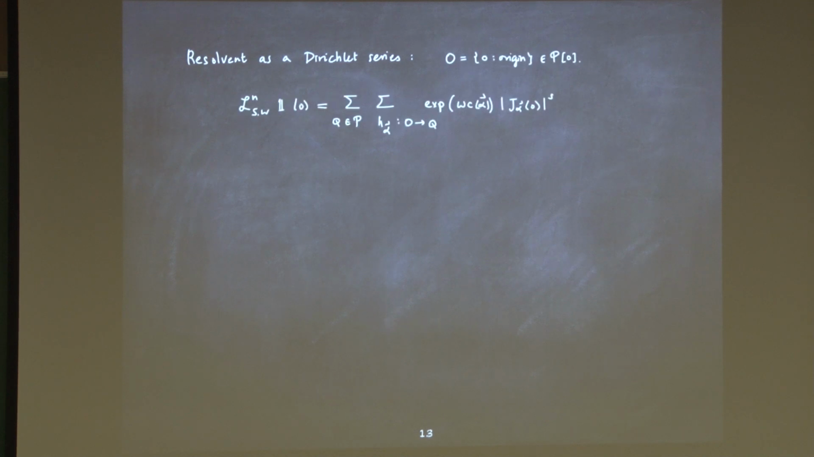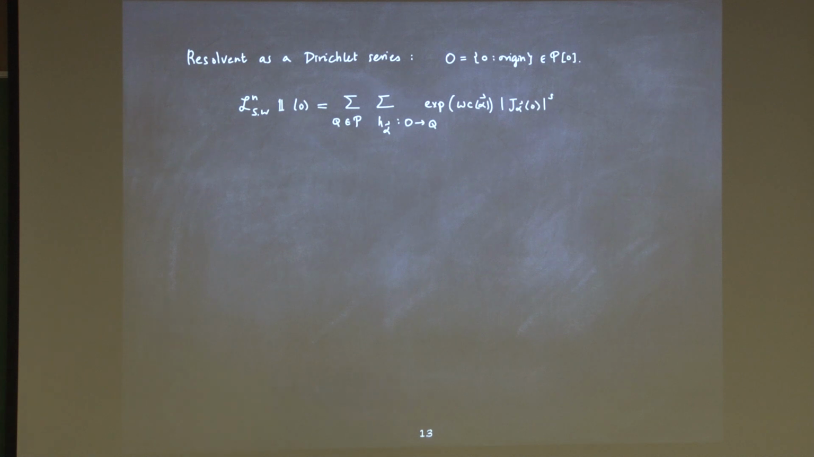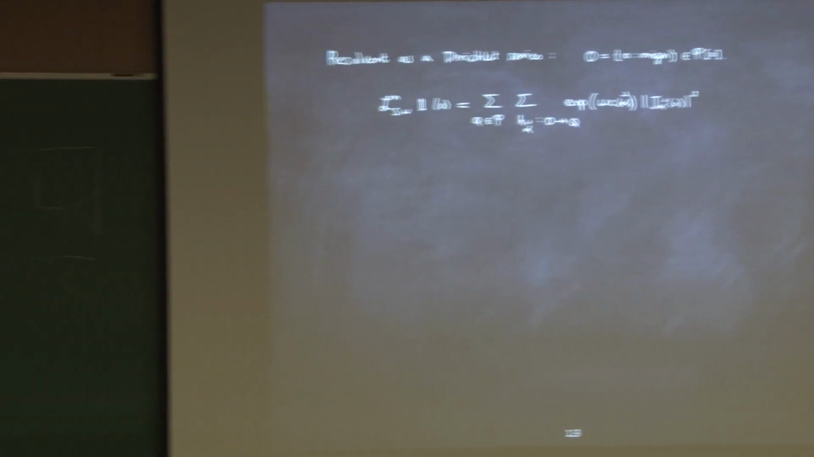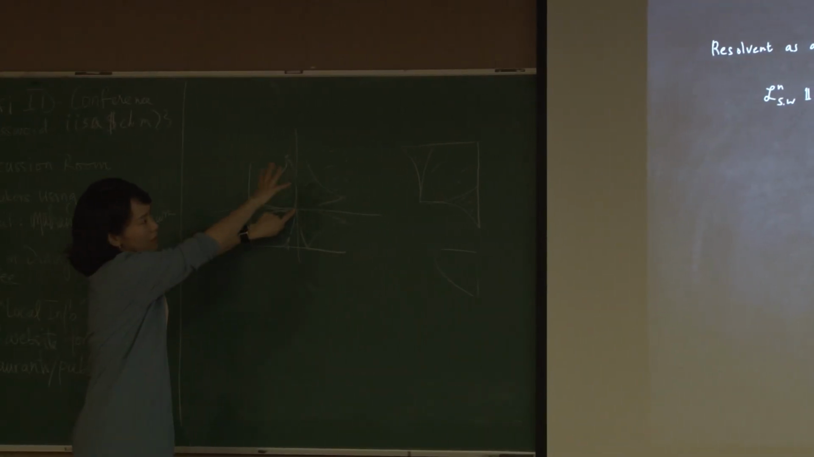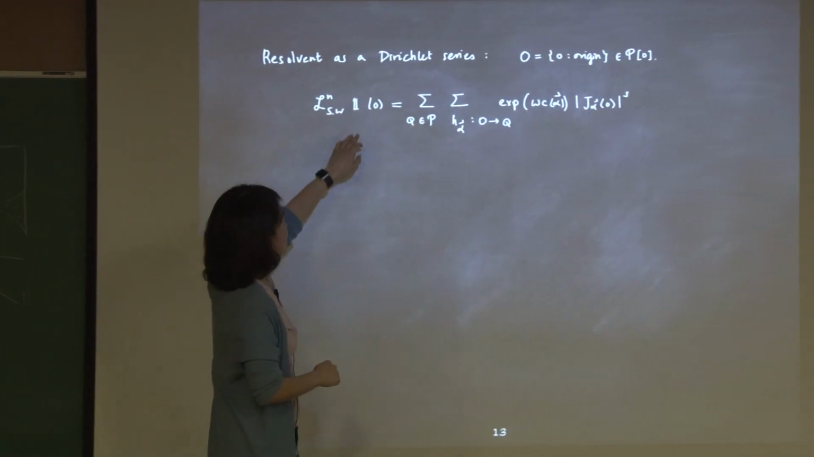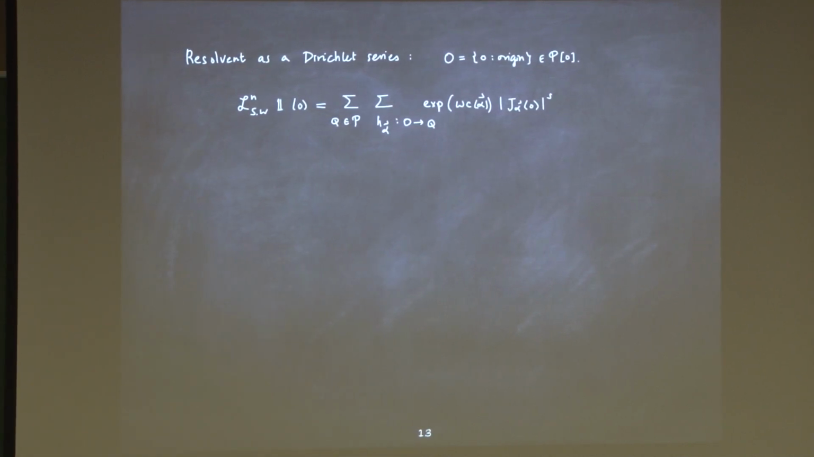Right, so now you can think of the resolvent as a Dirichlet series. So let's think of this point. This is the origin. Here this is just a vertex, so it's part of the cell structure. It's a zero cell, so it's in P of 0, and you're plugging in 0. If you plug in 0 and L^n of the characteristic function 1, just the constant function 1, then we get this summation.